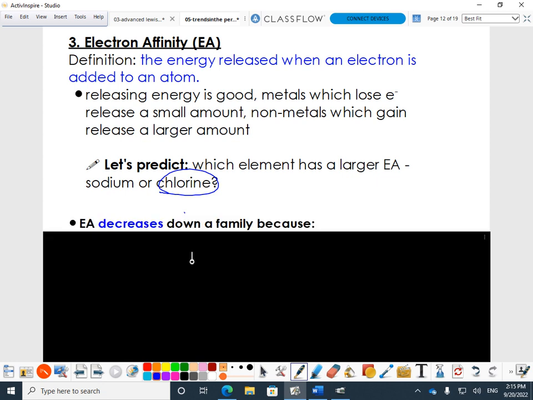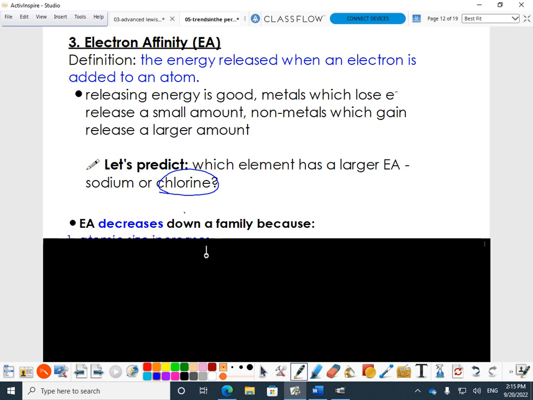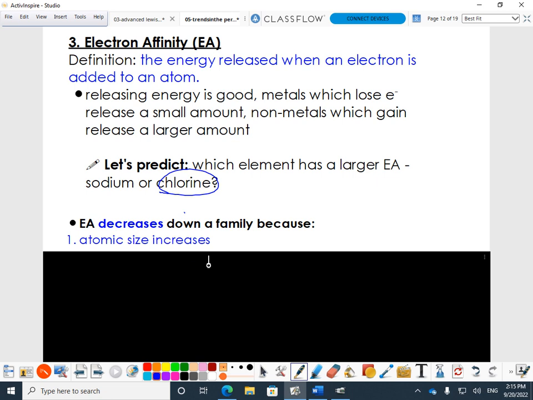Okay, so as you go down a family, it's going to decrease. It's not going to release a lot of energy when you add an electron to a big atom. With a big atom, the nucleus is not very attractive, so electrons don't want to come there. So atomic size increases. You could write the number of shells increases. All of those things are the same thing.